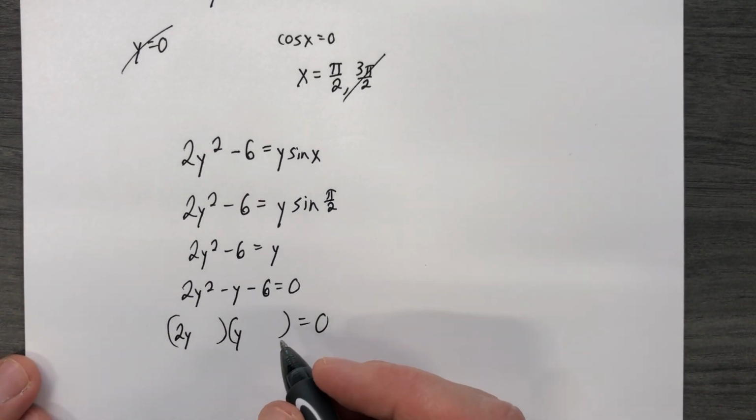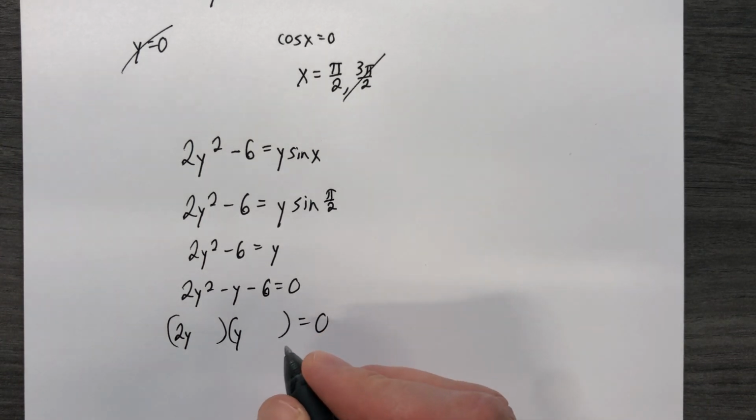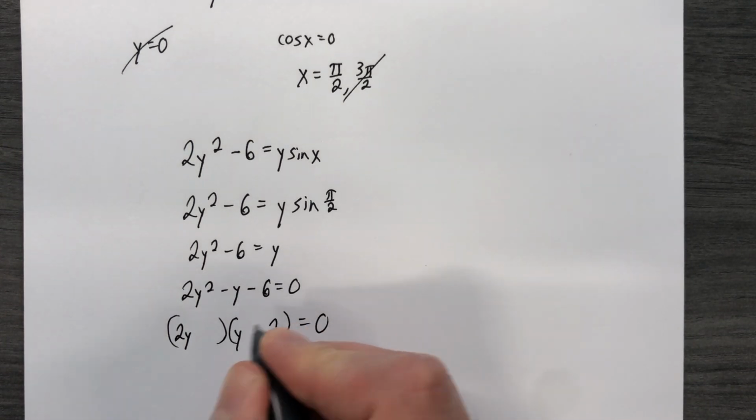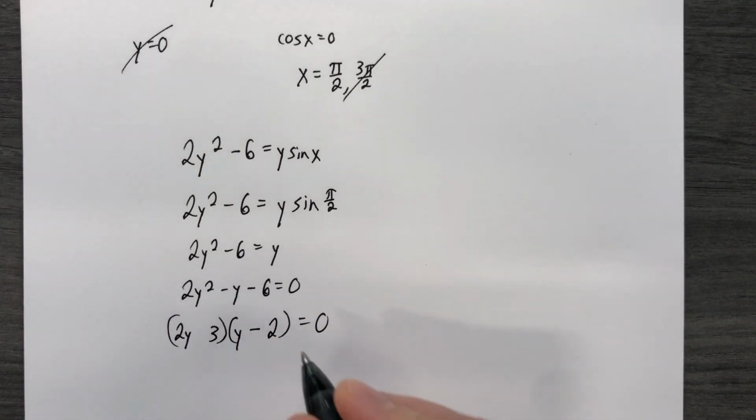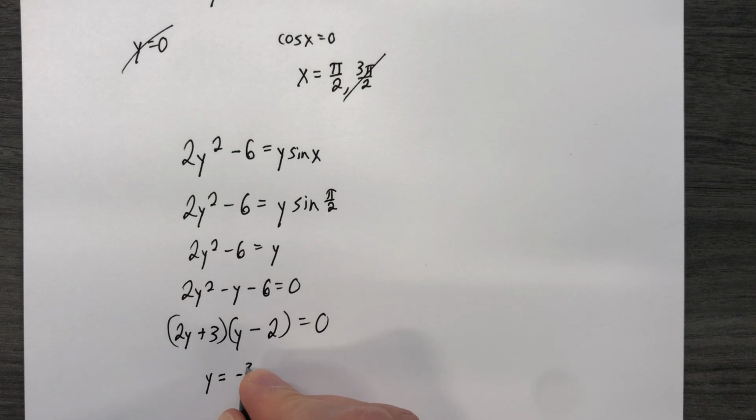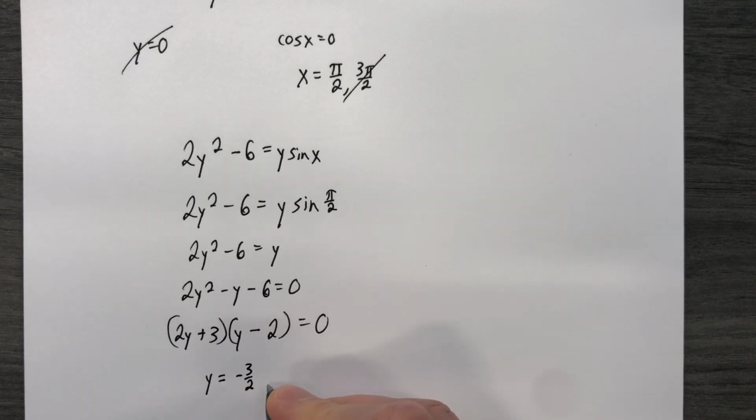The 6 is going to be not 6 and 1, it's going to be 2 and 3, which will give me a 2 and a 3. I need a negative 4 and a positive 3. There we go. And that'll give me the negative 1 in the middle. So y equals negative 3 halves, and y also equals positive 2.